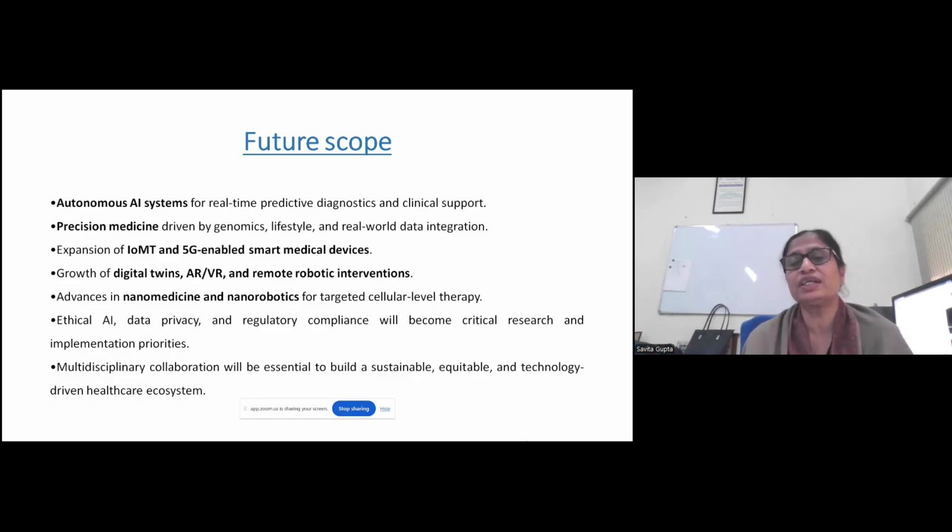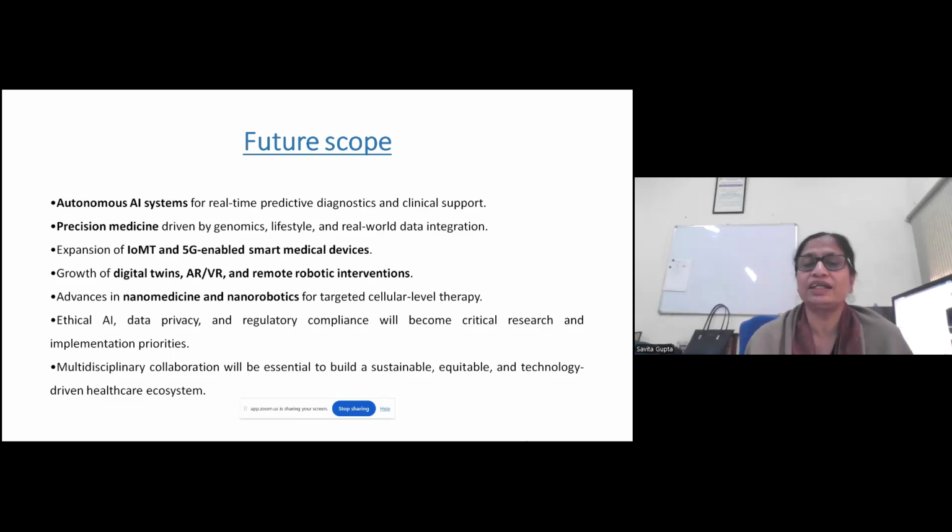Remote surgery is still in infancy. It has to be augmented by digital twins. Advances in nanomedicine and nanorobotics are also in a preliminary stage. Although nanorobots are used for some applications, their use has to be increased widely.